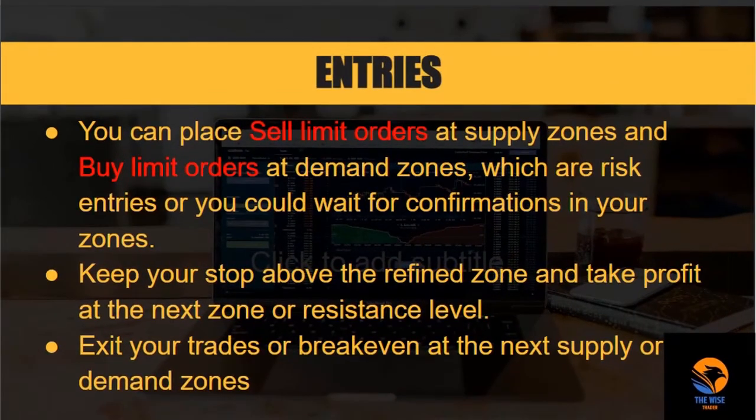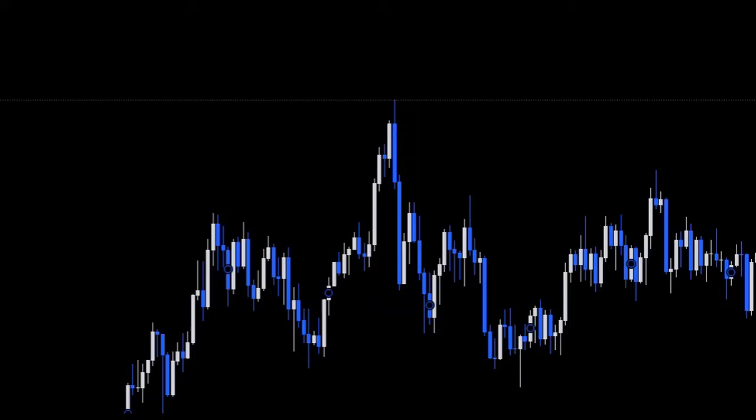So entries. For entries, you can place sell limit orders at supply zones and buy limit orders at demand zones. But these are risk entries. Or you could just wait for your confirmation at the zones and take the trade. So keep your stop above the refined zone and take profit at the next zone or resistance level. Also exit your trade or break even your trade at the next supply demand zone. So this is what it means.